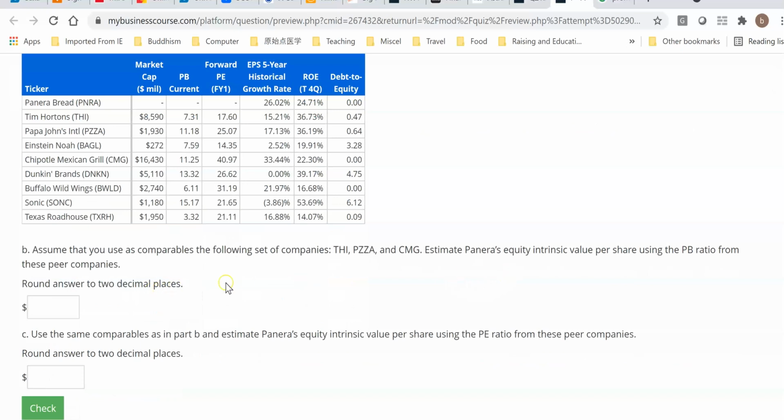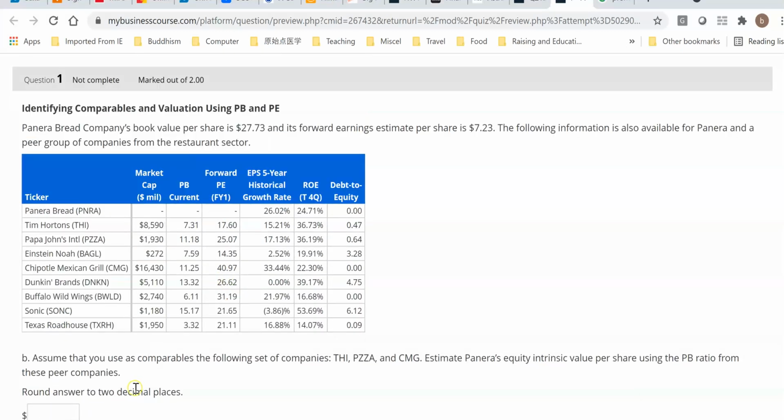So it seems that the question actually starts from B. There's no part A here. Assume that you use as comparables the following set of companies: THI, PZZA, and CMG. Estimate Panera's equity intrinsic value per share using the PB ratio from these peer companies.